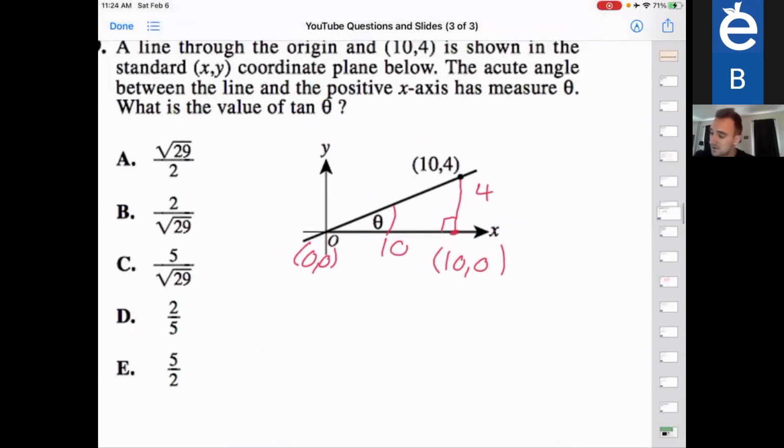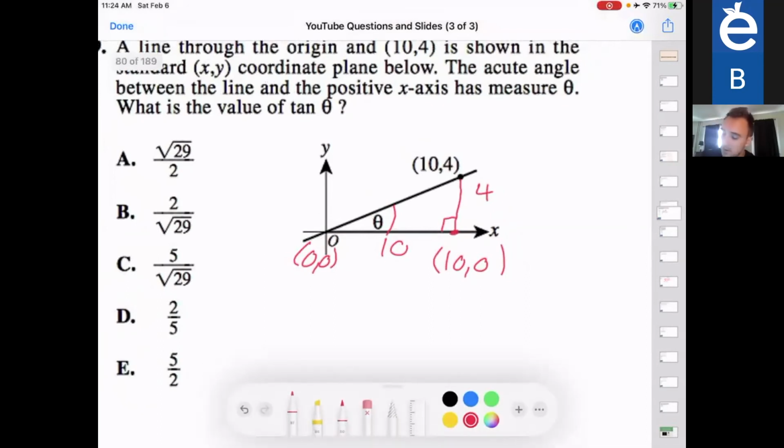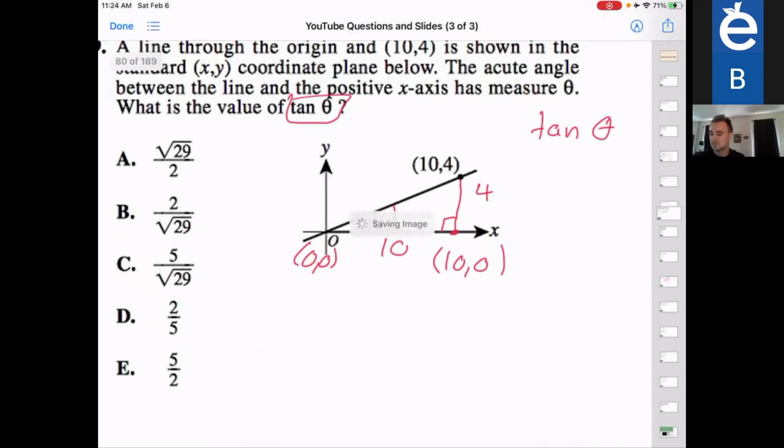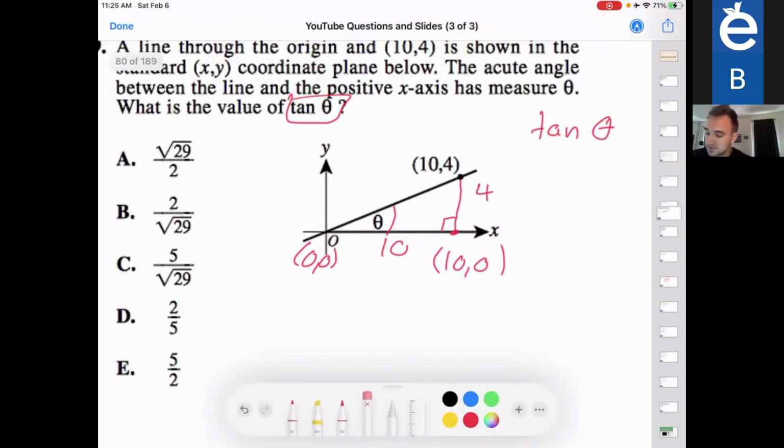And they're specifying that they want me to give them tangent theta, right? We're looking for tangent theta. We just worked with tangent in the last problem, right? Tangent requires the opposite over the adjacent, right? So tangent theta here would be my opposite 4 over my adjacent 10. So I don't need to find my hypotenuse, right? We usually define the hypotenuse as being C. I don't need it.